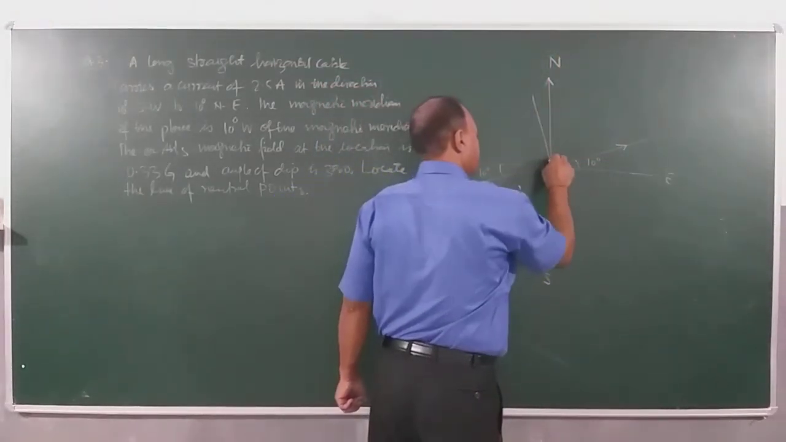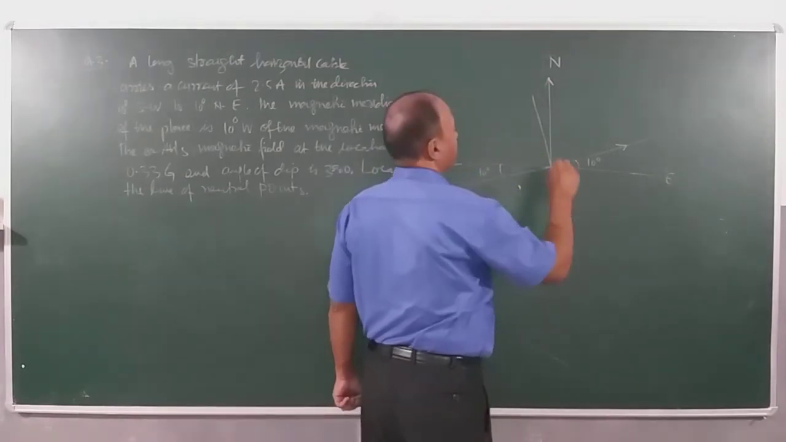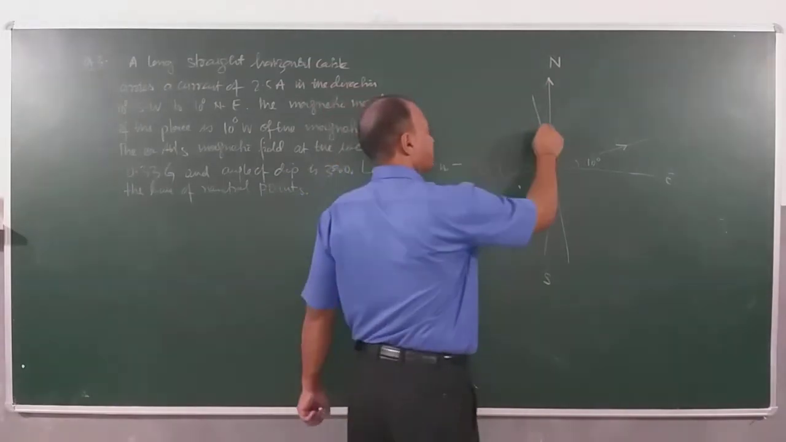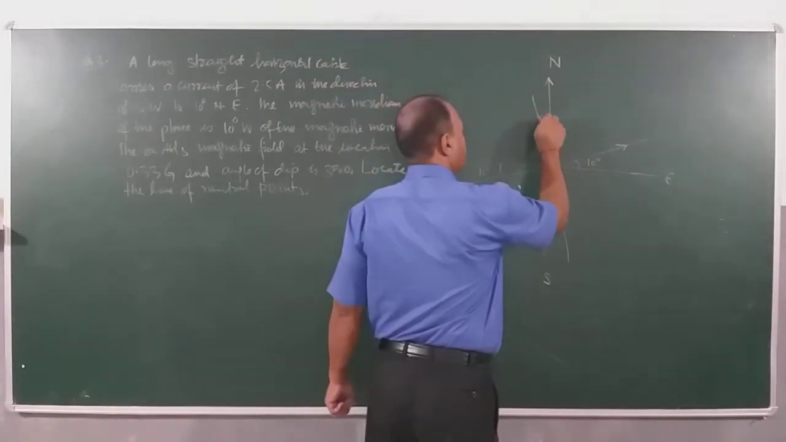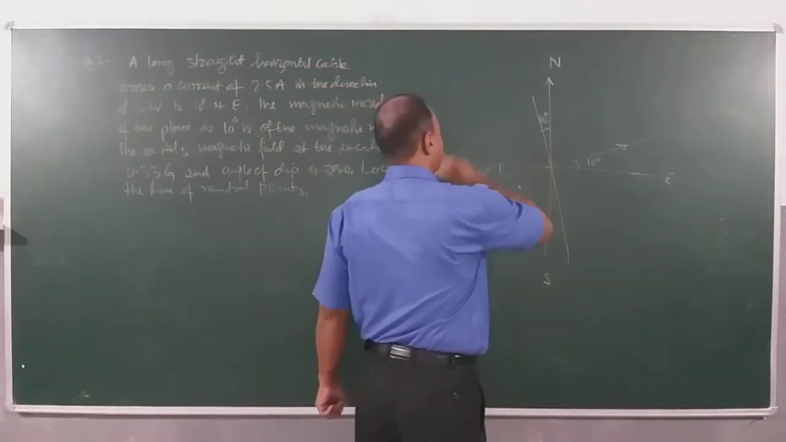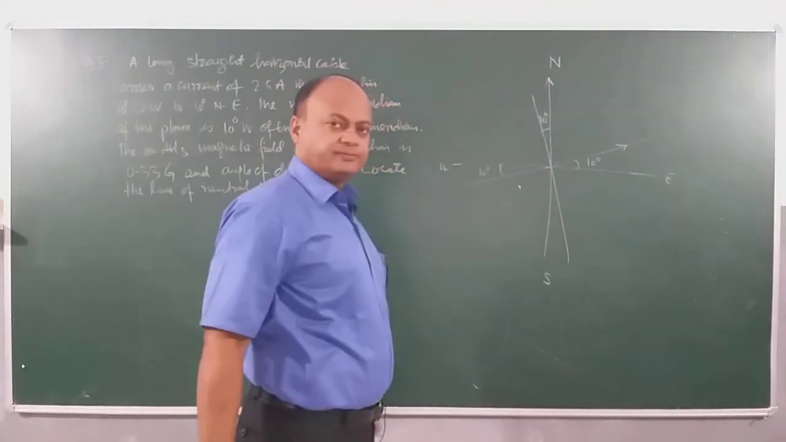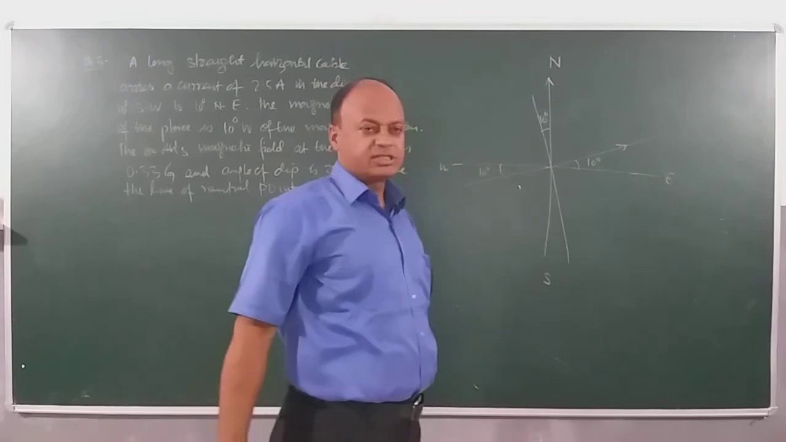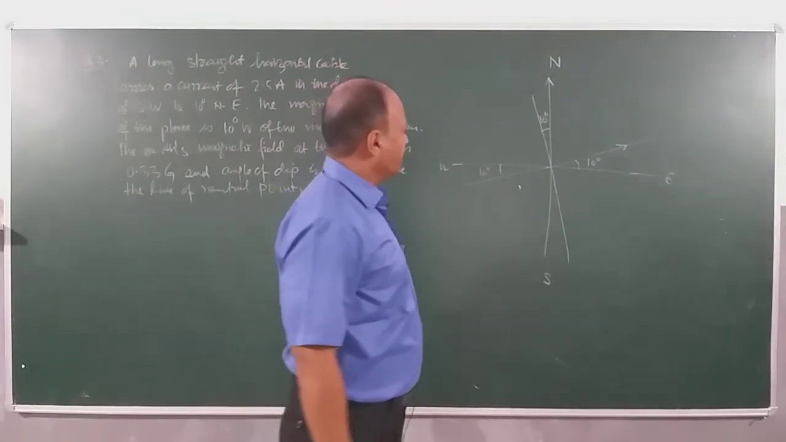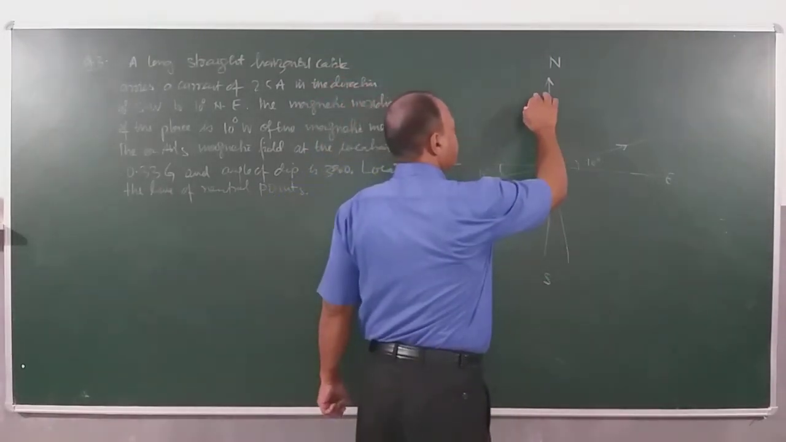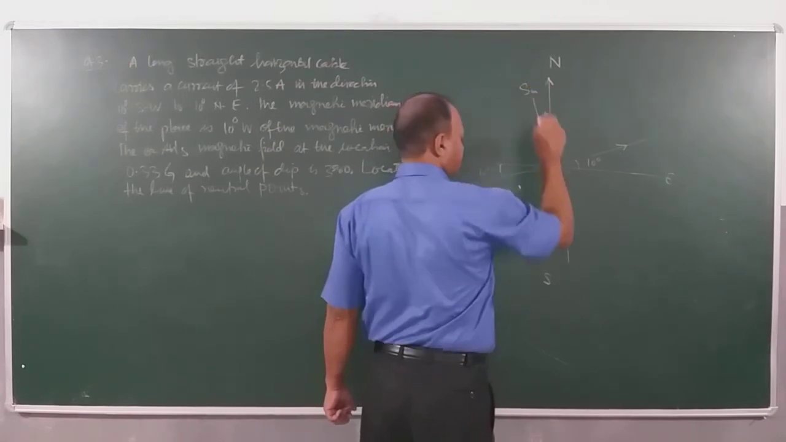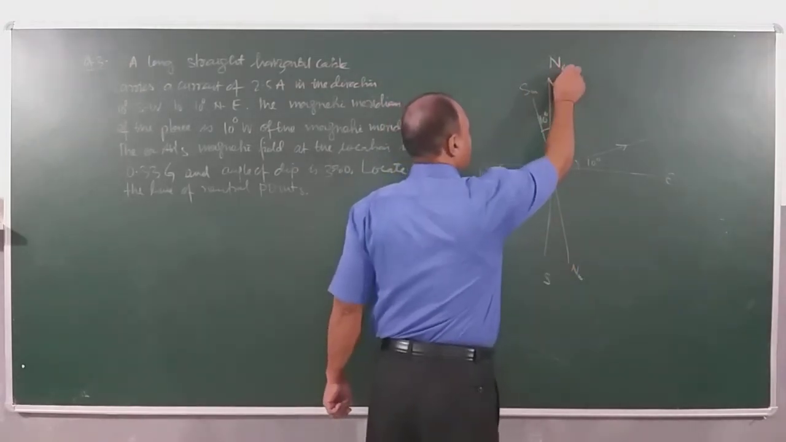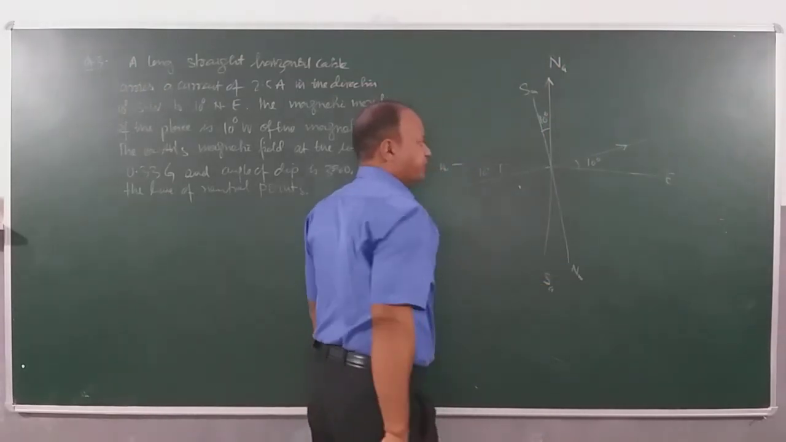This is the plane in which Earth's magnetic field is located, and that is directed at 10 degrees west of north. Clear? Or 10 degrees east of south. You can understand like this. Now children, this is south magnetic and this is north magnetic. This is geographic north and this is geographic south. I hope this is clear to you.